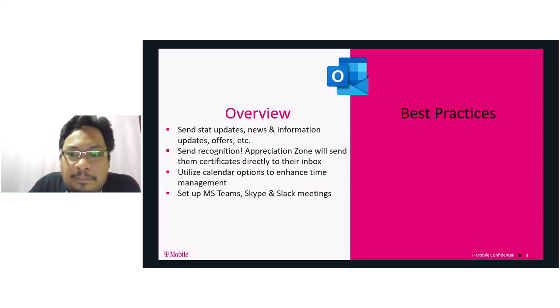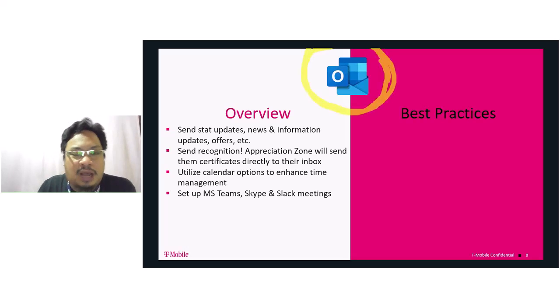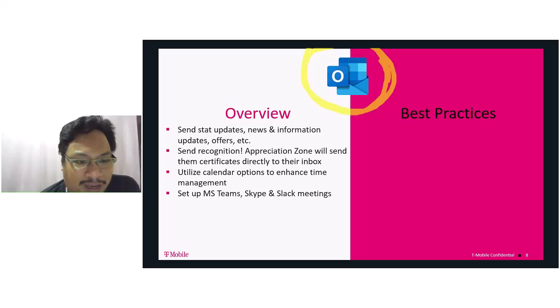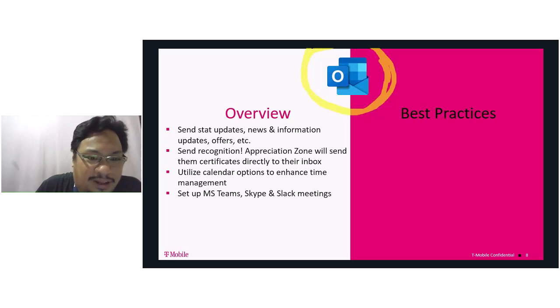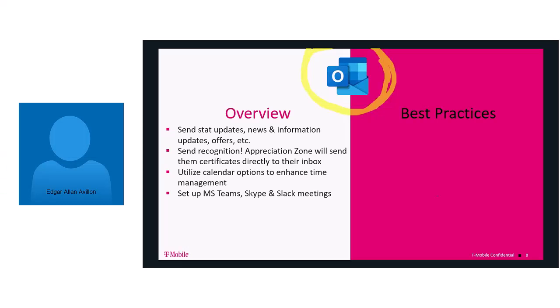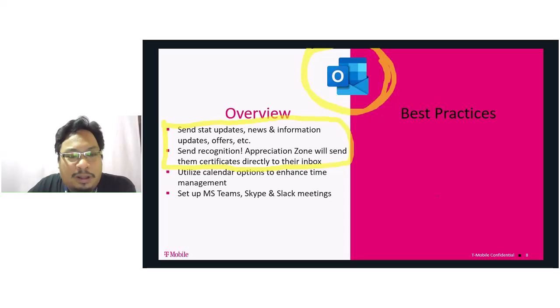Now, our first platform would be Outlook. And Outlook is for email. So I need someone to kindly read the first two bullets. EA, can you kindly read the first two bullets? Yes, boss. Send updates, news and information updates, offers, etc. Send recognition. Appreciation zone will send them certificates directly to their inbox. Thank you. So it's an emailing tool for Outlook.